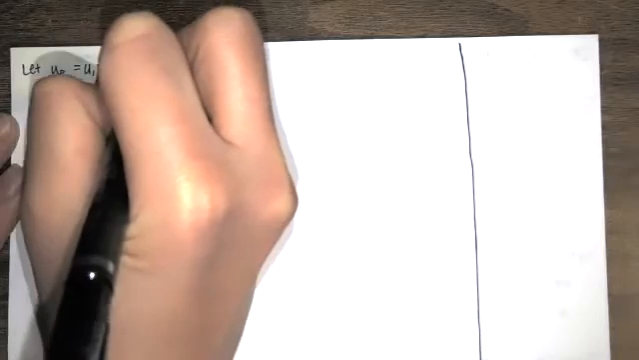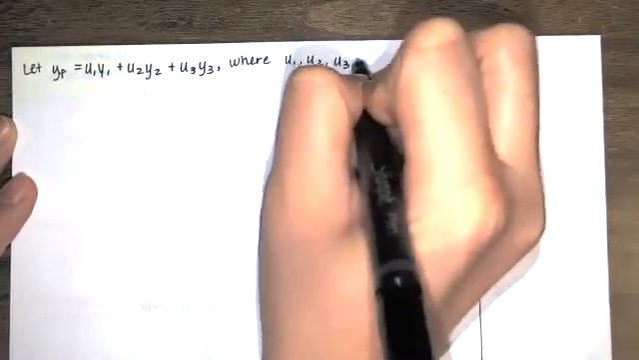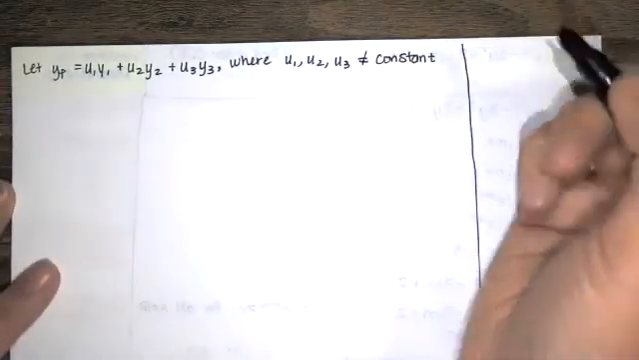So we're going to let y sub p equal u1 y1 plus u2 y2 plus u3 y3, where u1, u2, and u3 are non-constant functions. That way, y sub p is linearly independent from y sub 1, y sub 2, and y sub 3.